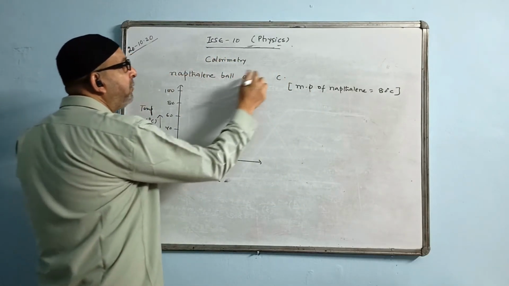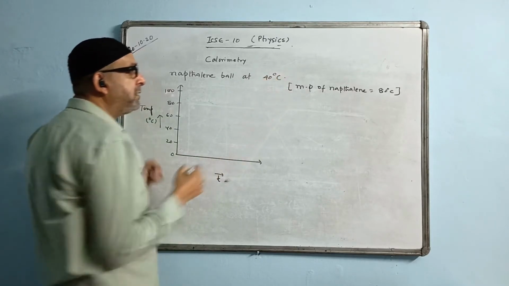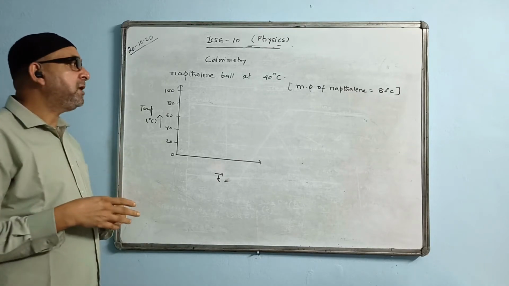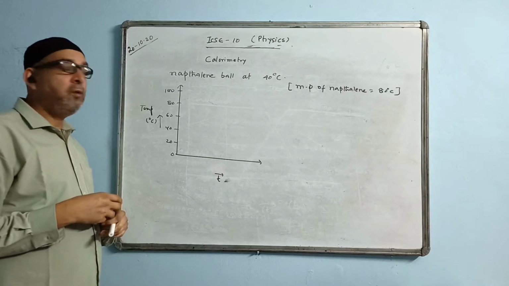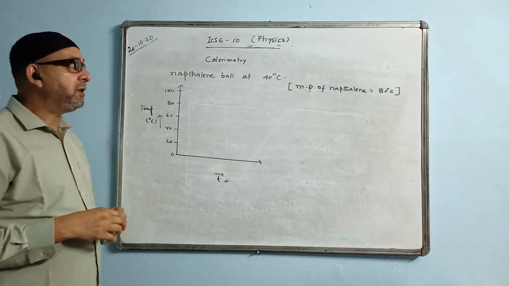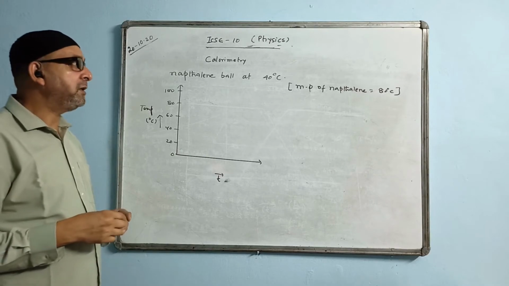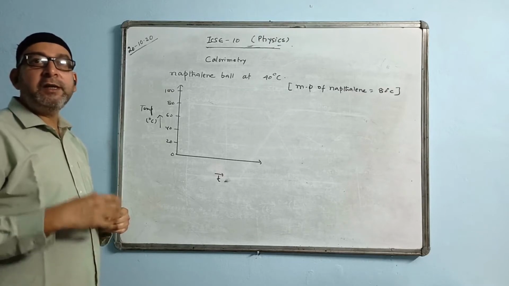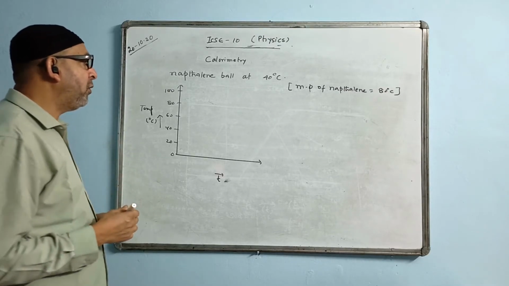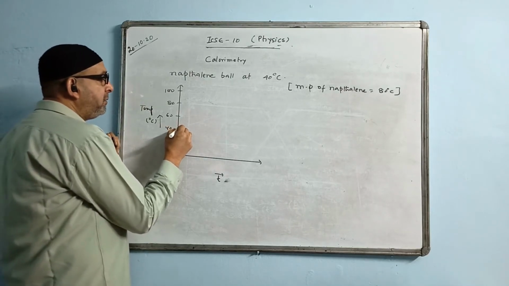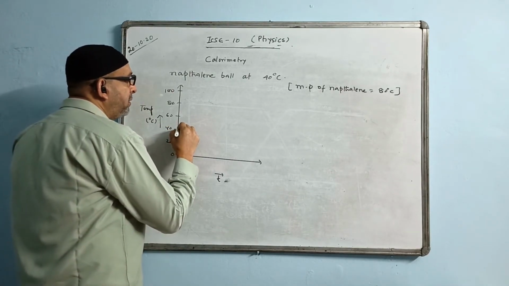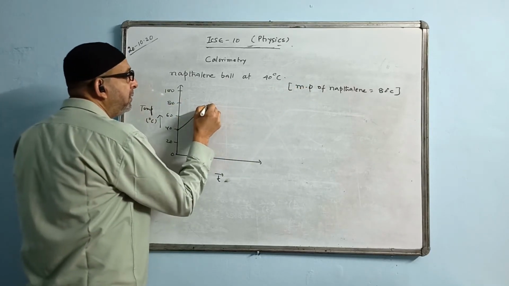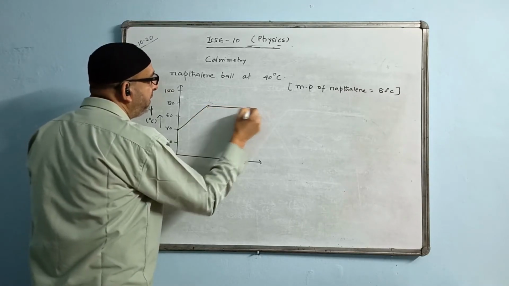The question says a naphthalene ball at 40 degrees Celsius is given, and we are changing it into naphthalene vapor of 100 degrees Celsius. How do we do it? 40 degrees here, so we will be heating it. Now the melting point is 80, so it will come up to 80 here, and then the melting will start. So the melting region will be like this.